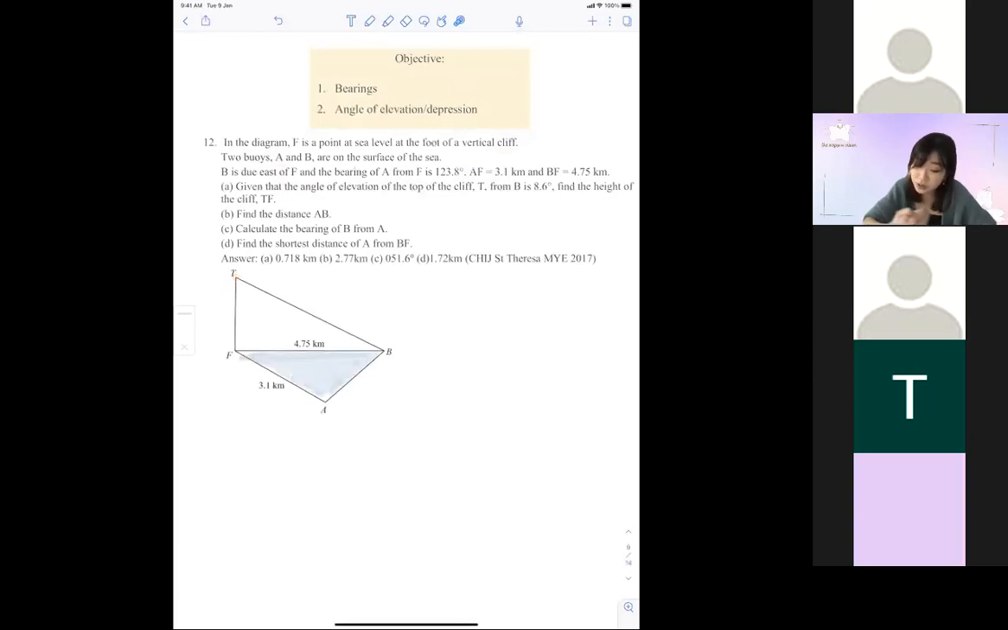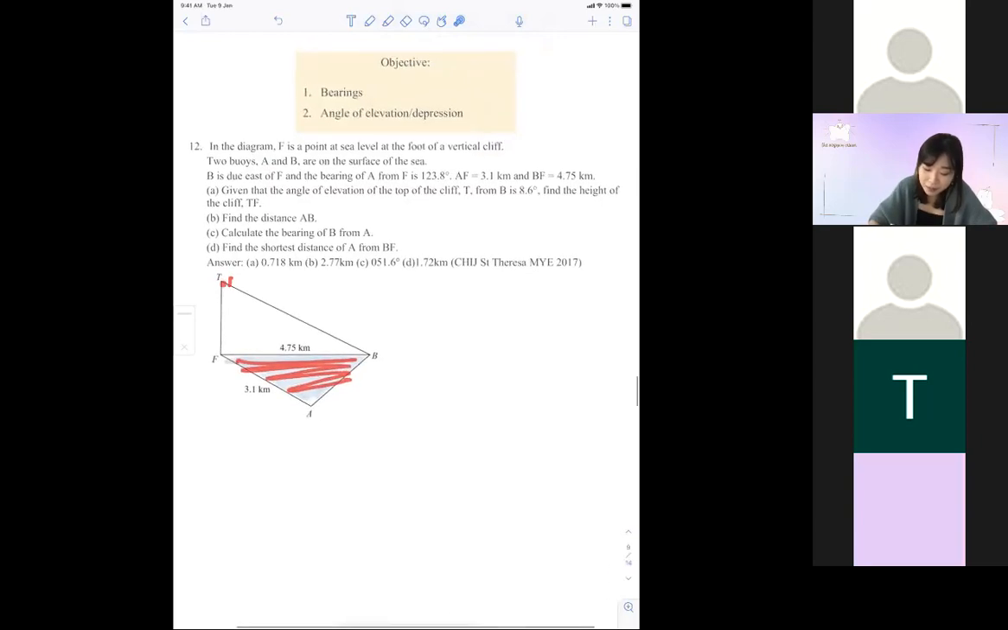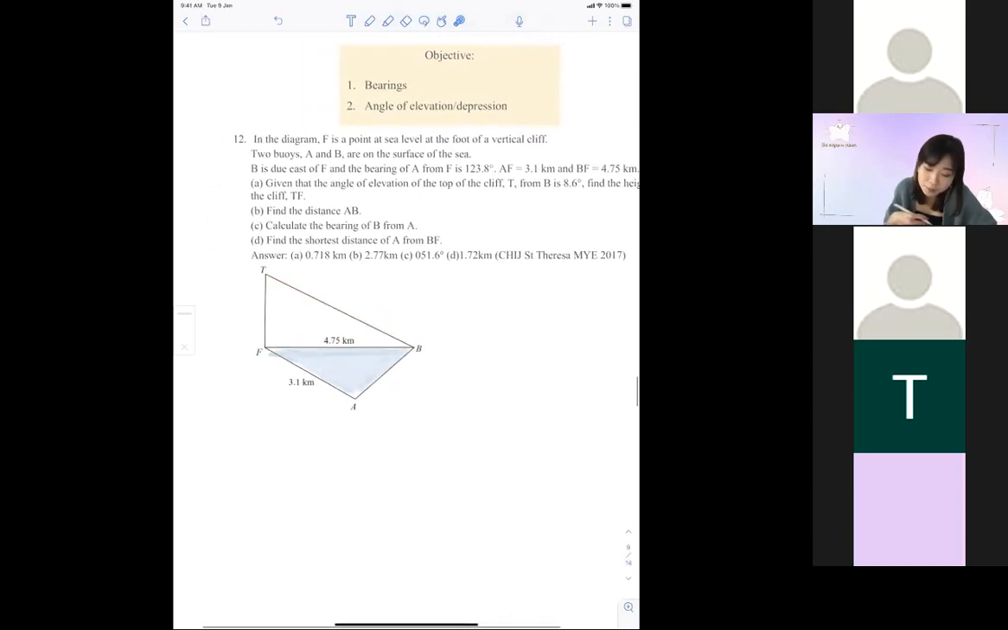Can you see that this is actually a 3D diagram now? You must visualize. The blue part here is the ground level. This part here is 3D. It is standing. So make sure you are careful with that.